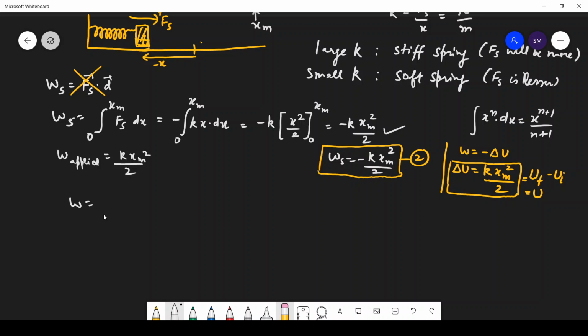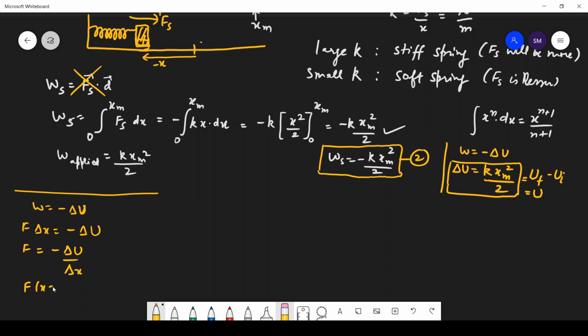So work done is equal to... means you can do it. Work done is equal to minus delta U. So work done is equal to F delta X is equal to minus delta U, and F is equal to minus delta U by delta X, and taking the limit delta X tends to 0, then this Fx is equal to minus dU by dx, right? Now let us see for gravitational force and spring force.